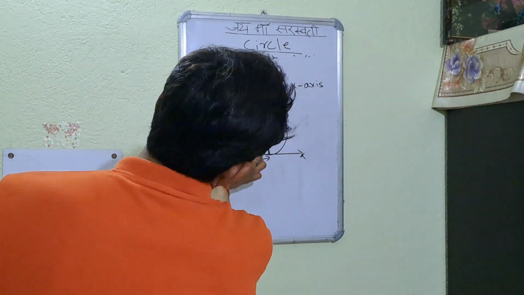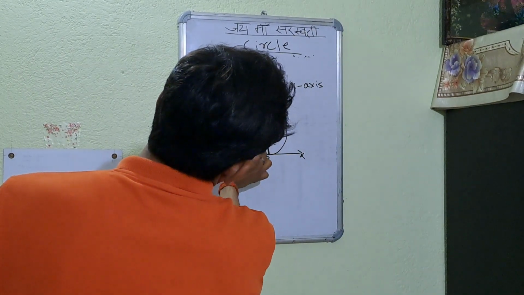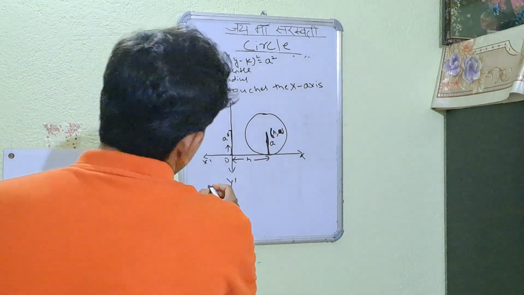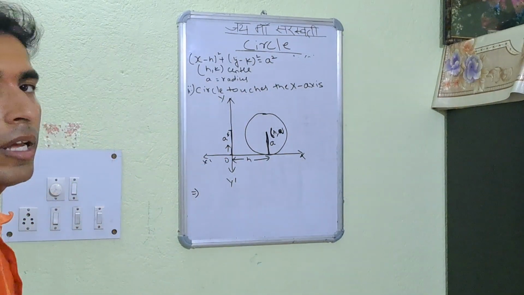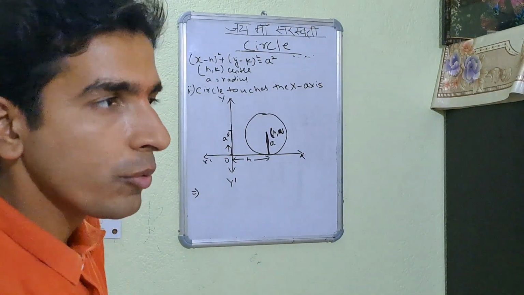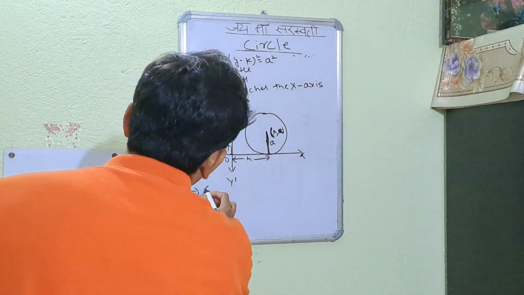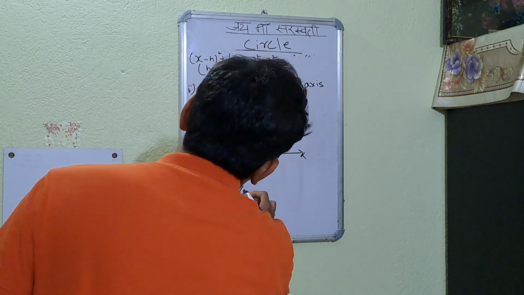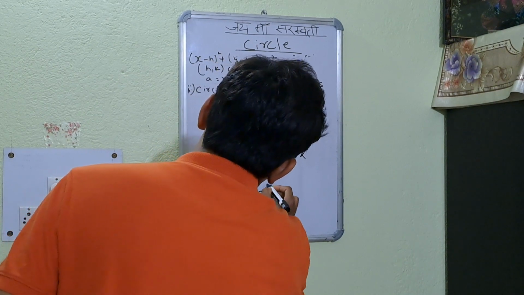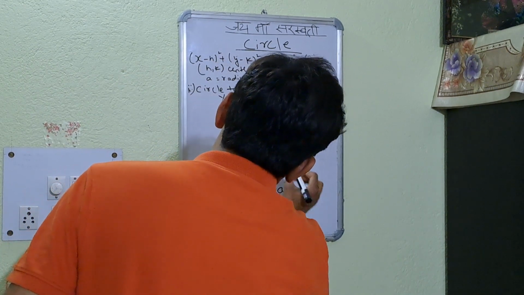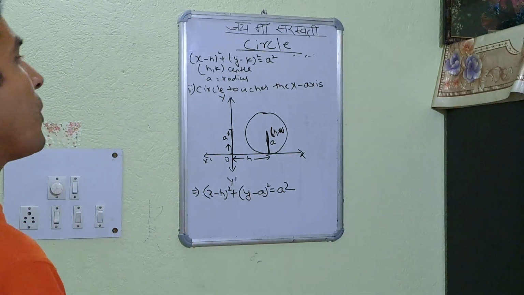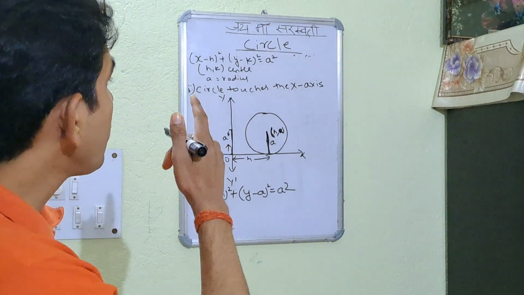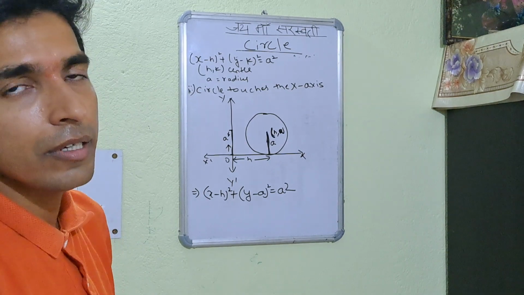Because we have taken the distance from here to here, that is also A. The center is A. So in this case, the transformation in the x equation of the circle will be like this: (x − h)² + (y − a)² = a². Understood? So this is the particular equation of the circle whenever the circle touches the x-axis.